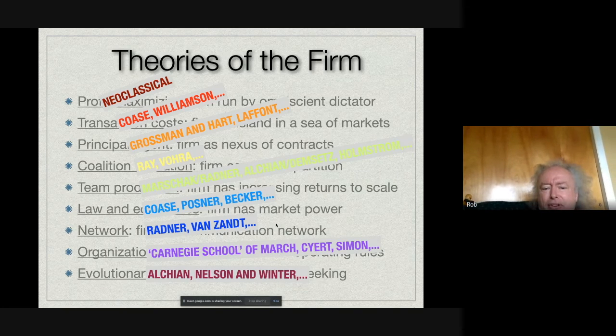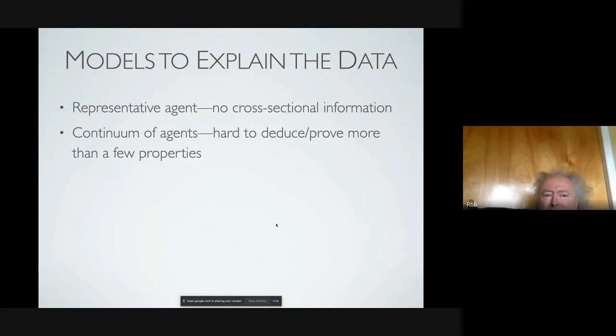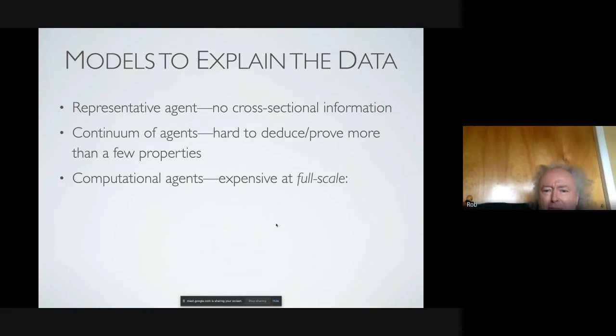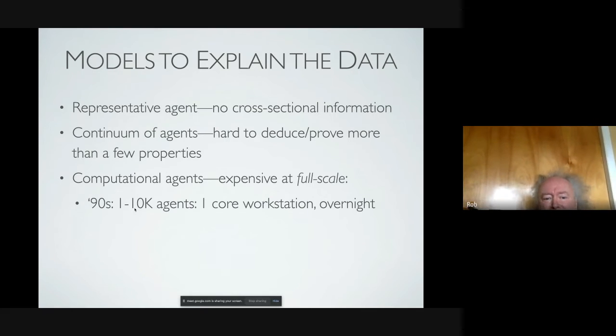Maybe the evolutionary approach of Sid Winter and Dick Nelson is closest, but it's hard to use these theories to explain these microscopic data. So what we're going to basically do is build a computational model. I'm going to do it at full scale. I'm not going to show you the way we actually did it, which was much more evolutionary, where in the 90s, when I first started playing around with these kinds of things, we really could only do, say, 10K agents, and it would take overnight to produce a steady state.